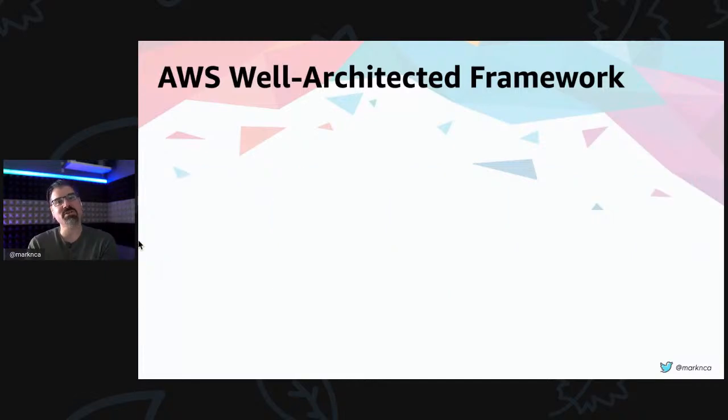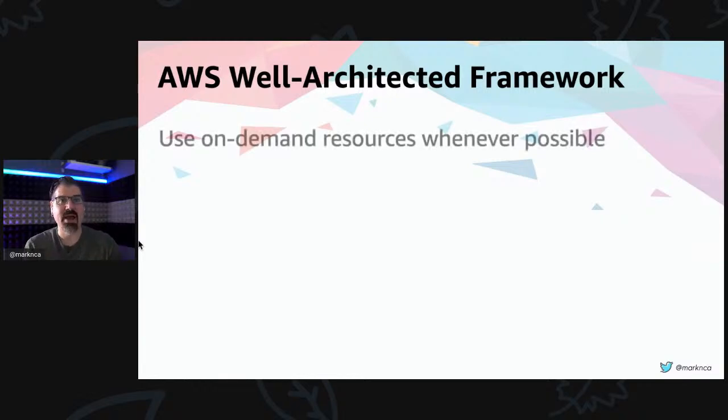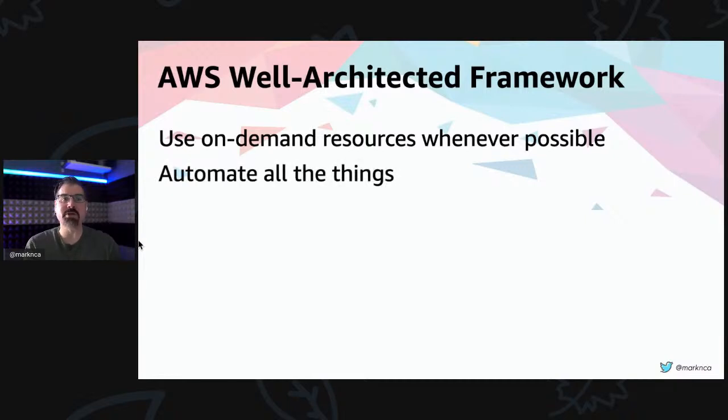And that really brings us to the core of the framework, and those are the principles. So there's 6 principles here. And the first one is use on-demand resources whenever possible. So idle is your enemy. You don't want stuff that you're paying for that's not actually working for you. You want to make sure that everything's automated.